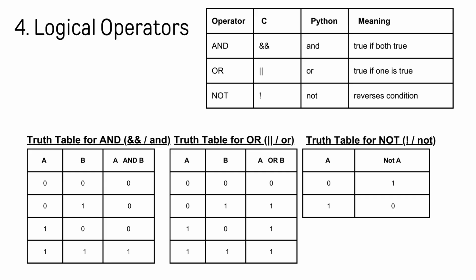Here, for AND, we will get output 1 when the value of all input variables is equal to 1, and in the case of the OR gate, we will get output 1 when any of the variables' value is 1. If all variables' values are 0, then we will get 0. And for the NOT truth table, we will get output 1 for input 0, and output 0 for input 1.